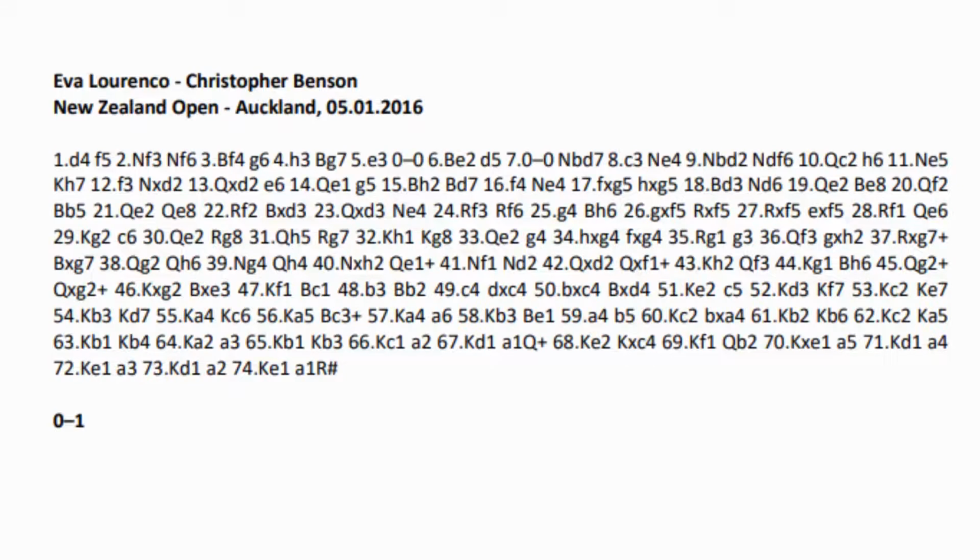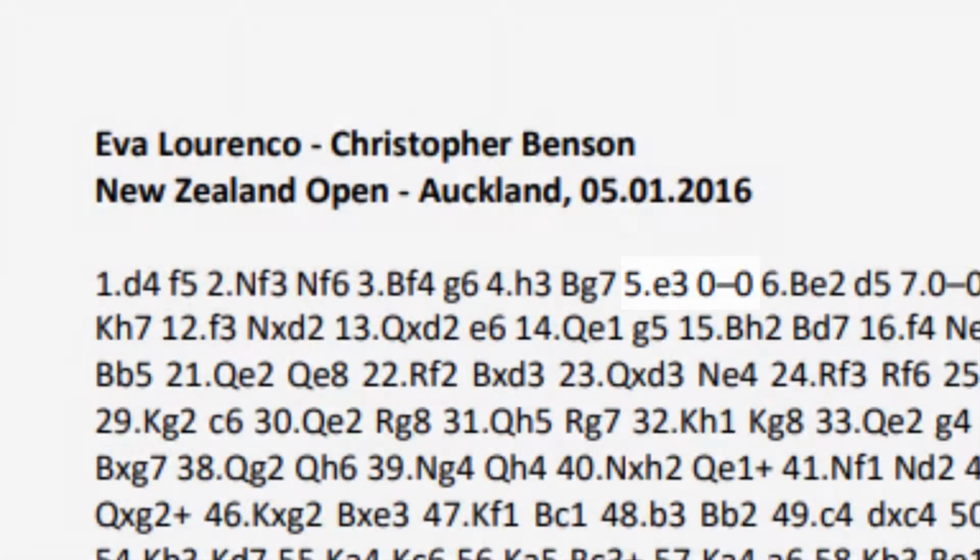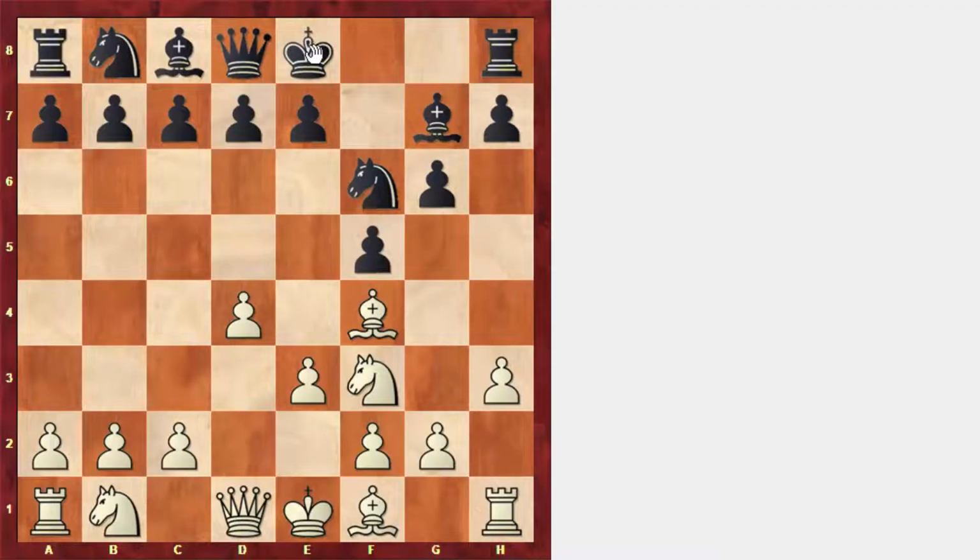It is also important to identify castling, and we use 2 zeros to identify castling short and 3 zeros when we castle long. So if we look at this game, on the 5th move, we see that black castles because white plays e3 and then black castles short. Therefore, we can go to the game and see how black castled in that game.